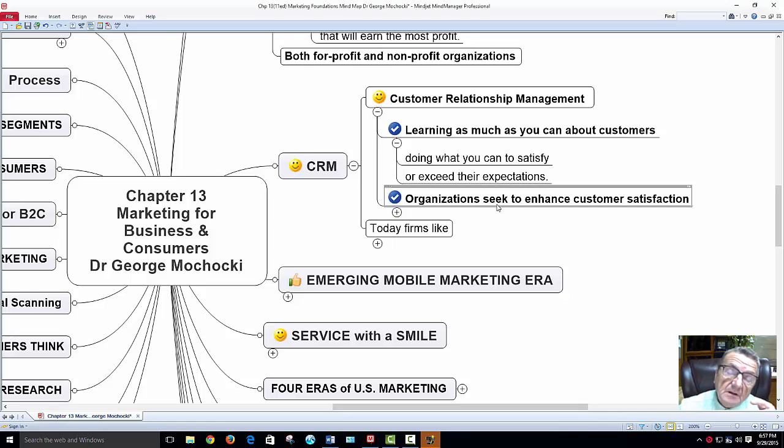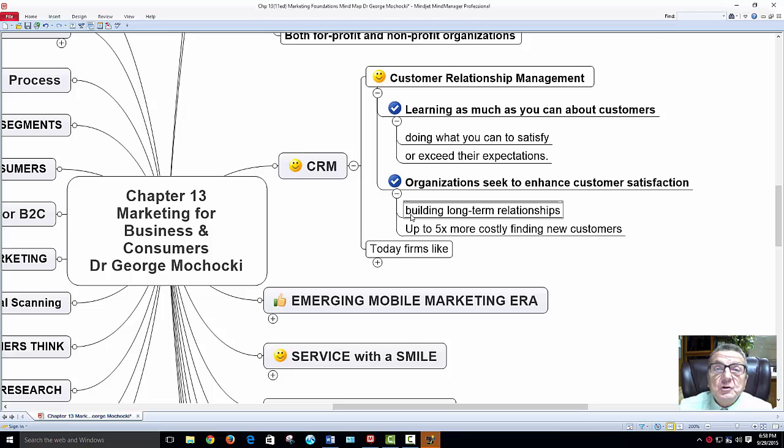Organizations seek to enhance customer satisfaction, building long-term relationships. The author in the book talked about this, and even research is showing that it's up to 5 times more costly to find new customers than it is to maintain the old ones. It's no different if you look at your own relationship with your loved one, if you're married, or with your partner or whatever, or your friends or anything else.